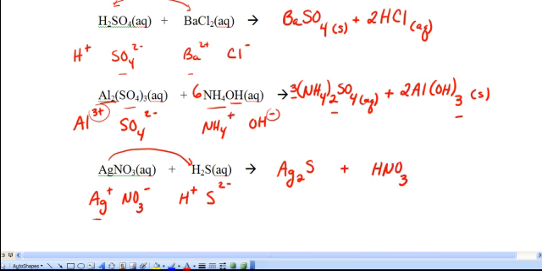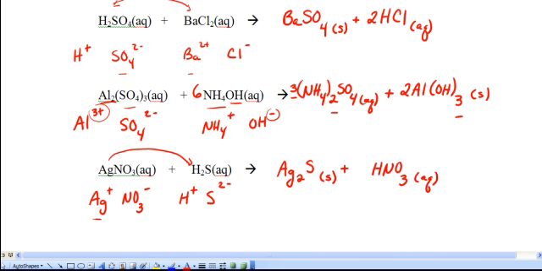Double checking your solubility rules. Sulfides are generally not soluble, so we need to put an S behind it. Silver has no rule. In fact, silver tends not to be soluble anyway. And then when you take a look at the hydrogen nitrate, which is actually nitric acid, the nitrate ions are soluble in almost all cases, so we'll put an AQ behind that.